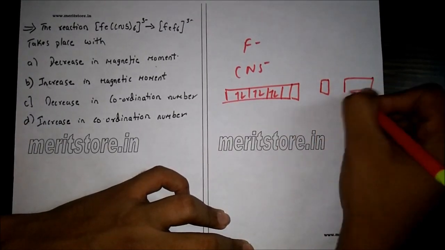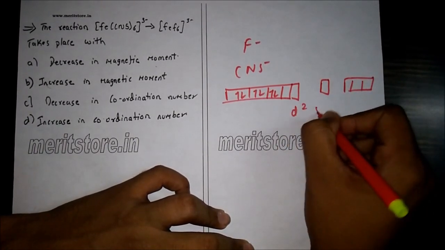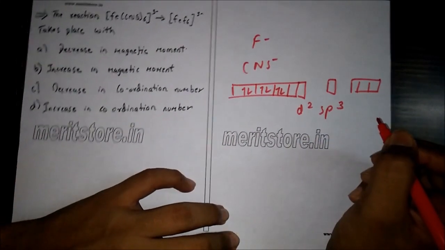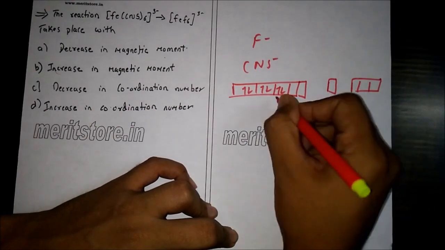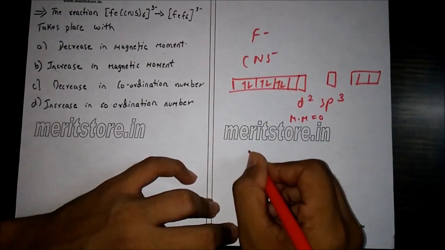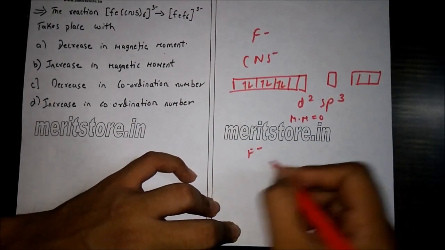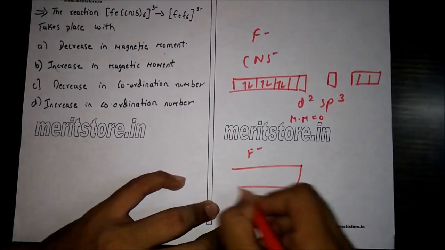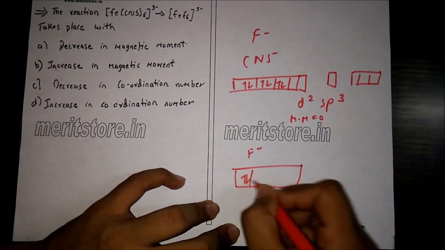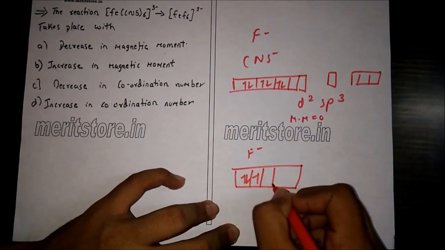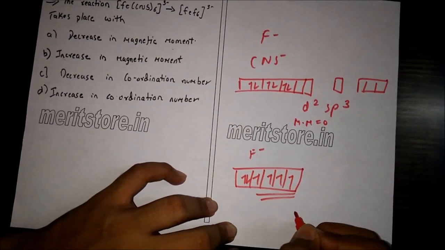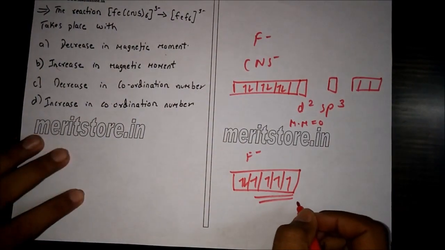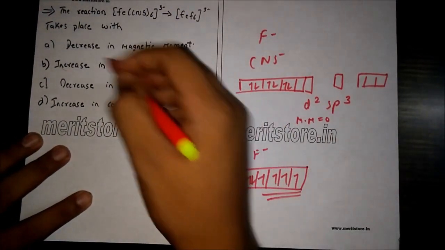therefore it has a d2sp3 hybridization, and the magnetic moment here is actually low, since there is only one unpaired electron. However, F- is a weak field ligand, and the hybridization is different: there is only one electron pair and the rest of the 4 electrons are unpaired. Therefore, the magnetic moment definitely increases in FeF6. The correct answer therefore here is B, increase in magnetic moment.